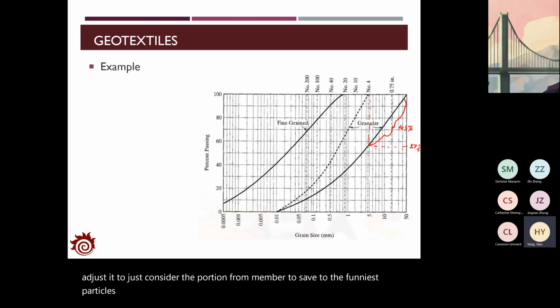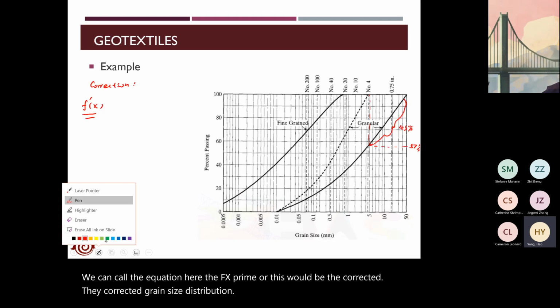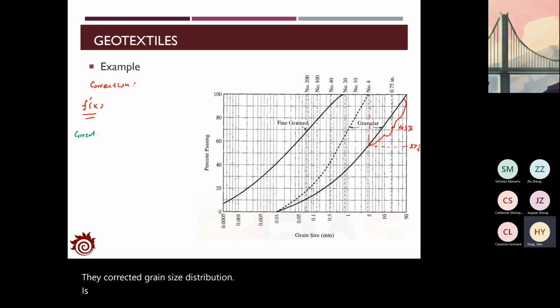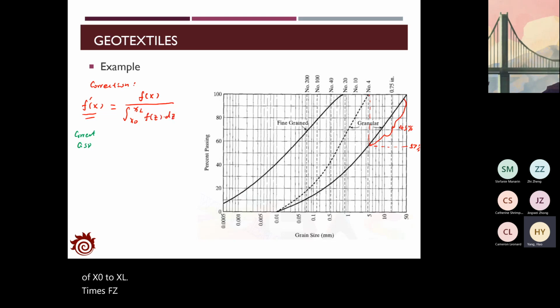And to do this correction, we can call the equation here F(x) prime. This would be the corrected grain size distribution. This one should be equal to the original grain size distribution divided by the integration of x0 to xl of f(z) dz. And here xl is the number 4 sieve.